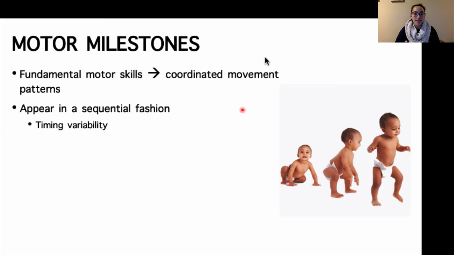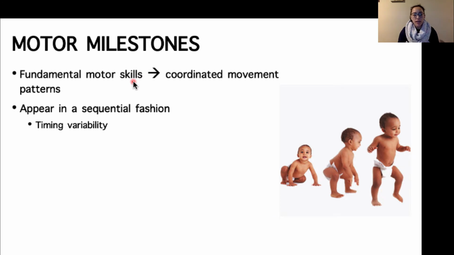In our last video, we'll be talking about motor milestones, which are the fundamental motor skills that afford a person the ability to perform coordinated movement patterns later in life. So these do appear in a sequential fashion, right? You can think about a baby. They have to be able to hold their head up before they can hold their trunk up, before they can sit, before they can stand, before they can walk, right?